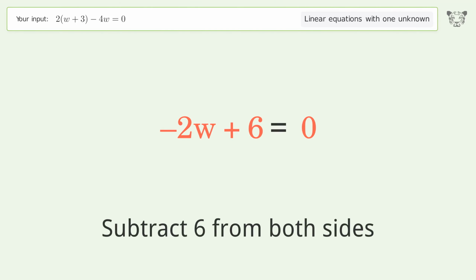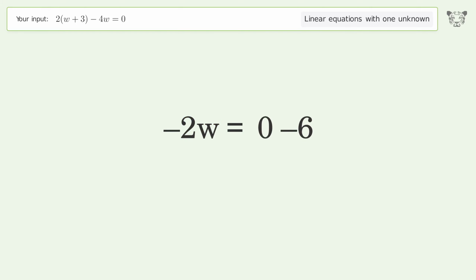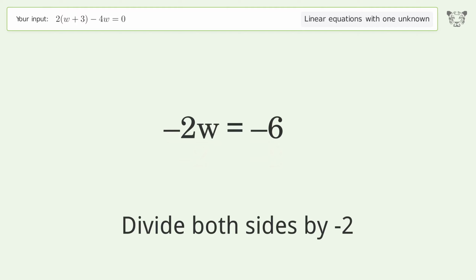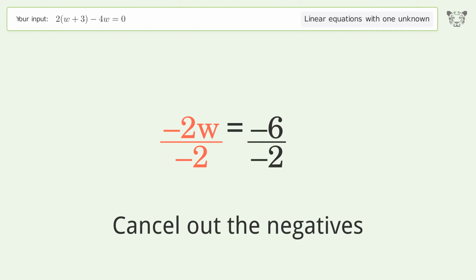Subtract 6 from both sides. Simplify the arithmetic. Isolate the w. Divide both sides by -2. Cancel out the negatives.